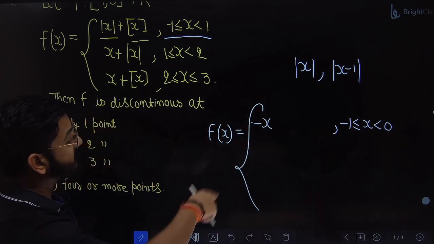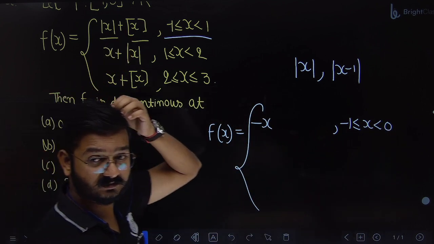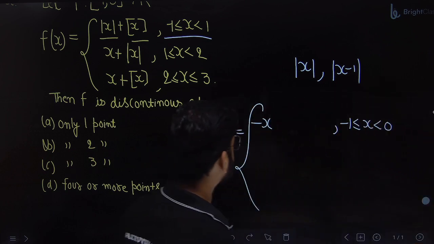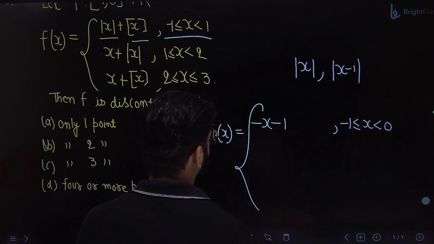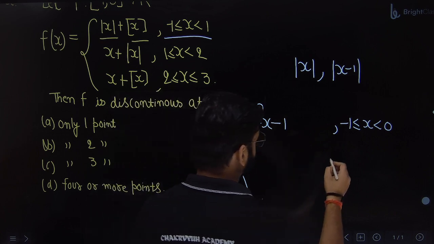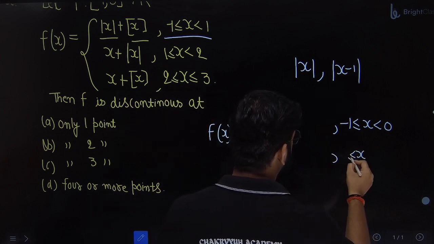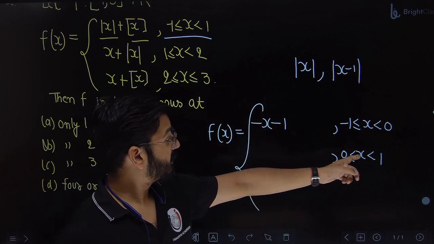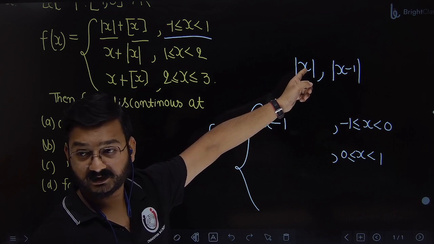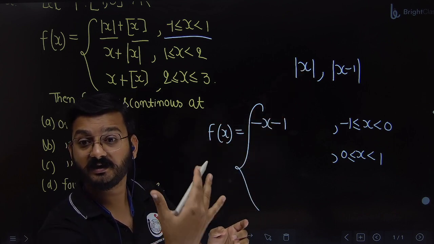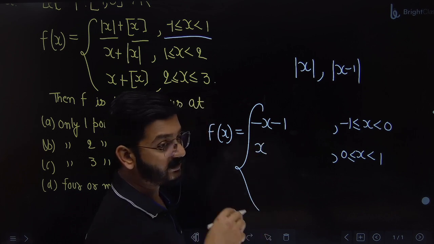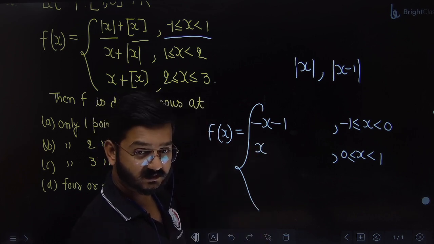Okay. Between -1 to 0, what will be the greatest integer? Between -1 to 0, -1. Minus one. So -1. This is my function. Now, next will be greater than equal to 0, less than 1. So between 0 to 1, our mod will be positive because it is on the right side of the critical point. So this will be plus x. Between 0 to 1, what is the greatest integer? 0.